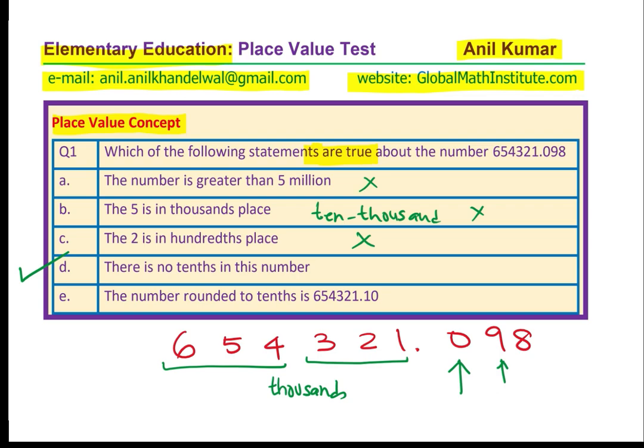E is, the number rounded to tenths is 654,321.10. So when you do the rounding, you're looking at the number next, right? So you're looking at hundredths position, it is 9. And therefore, it will get rounded to what? 654,321.9. When increased by 1, gives you 10. But since you're rounding, we'll just write 1 here. You have to end with tenths place. Rounding to tenths place is this number. You will not be writing 0. Because of that, it is a wrong answer.